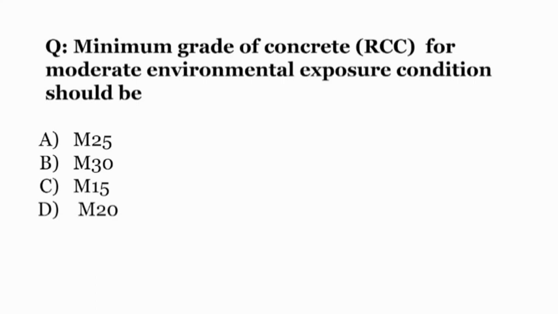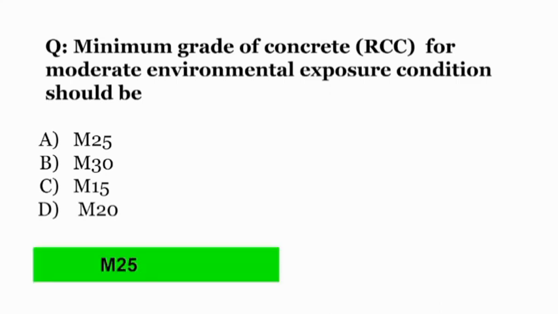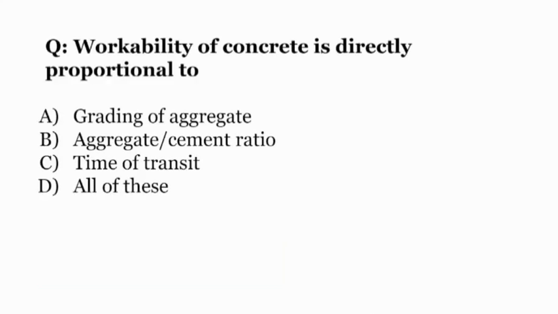Minimum grade of concrete for RCC for moderate environmental exposure condition should be M25, M30, M15 or M20. The correct answer is option A, M25. Workability of concrete is directly proportional to grading of aggregate, aggregate cement ratio, time of transit or all of these. The correct answer is option A, grading of aggregates.